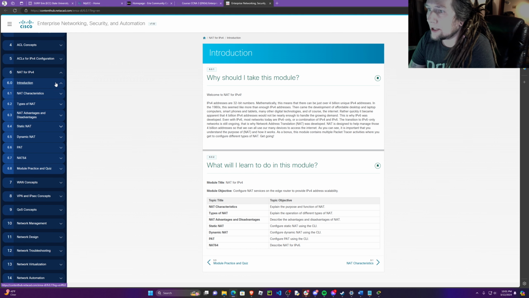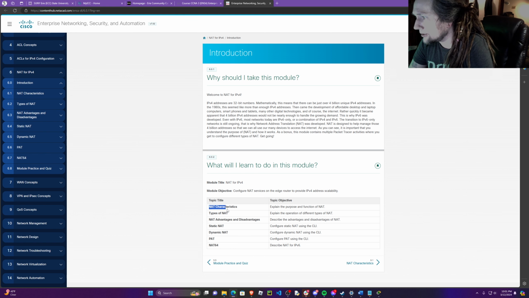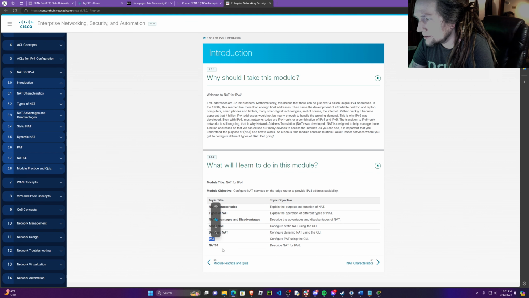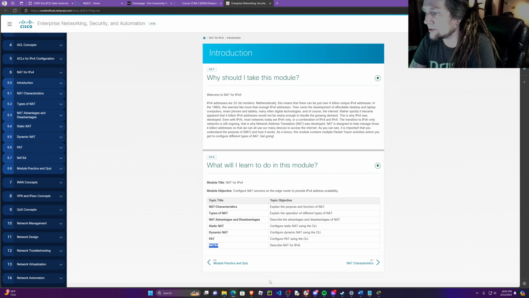So to start out here, let's take a look at what we're going to learn in this module. We're going to learn about NAT characteristics, types of NAT, NAT advantages and disadvantages, static NAT, dynamic NAT, PAT, and NAT64. Now, NAT stands for Network Address Translation.